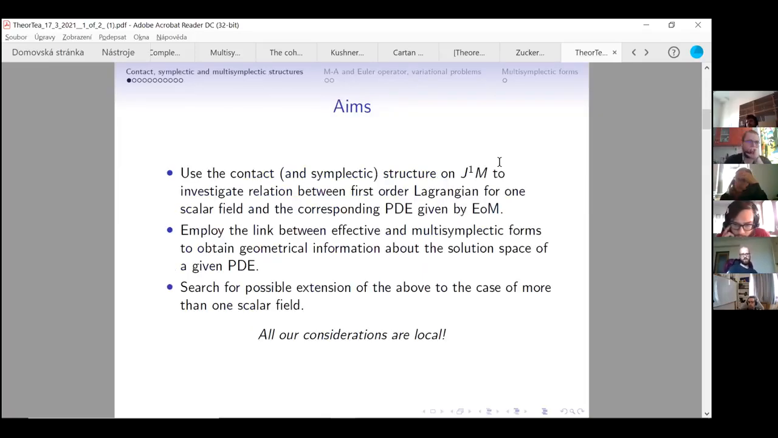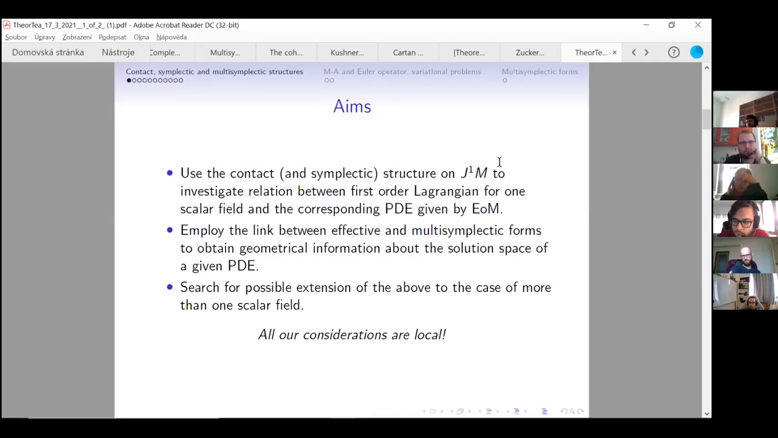As I said, the main aim is to use contact and symplectic structure. Mainly, we will be dealing, as I said, with J1M, and we want to investigate the relation between certain PDEs and whether we can find a Lagrangian for them, or at least whether we can say, for example, that there is no Lagrangian for them.